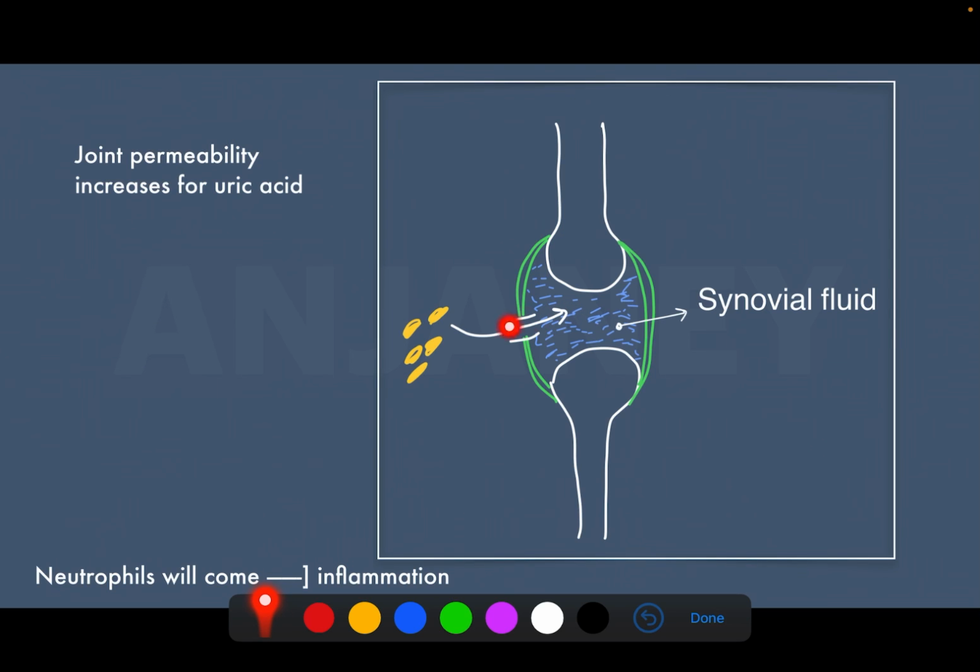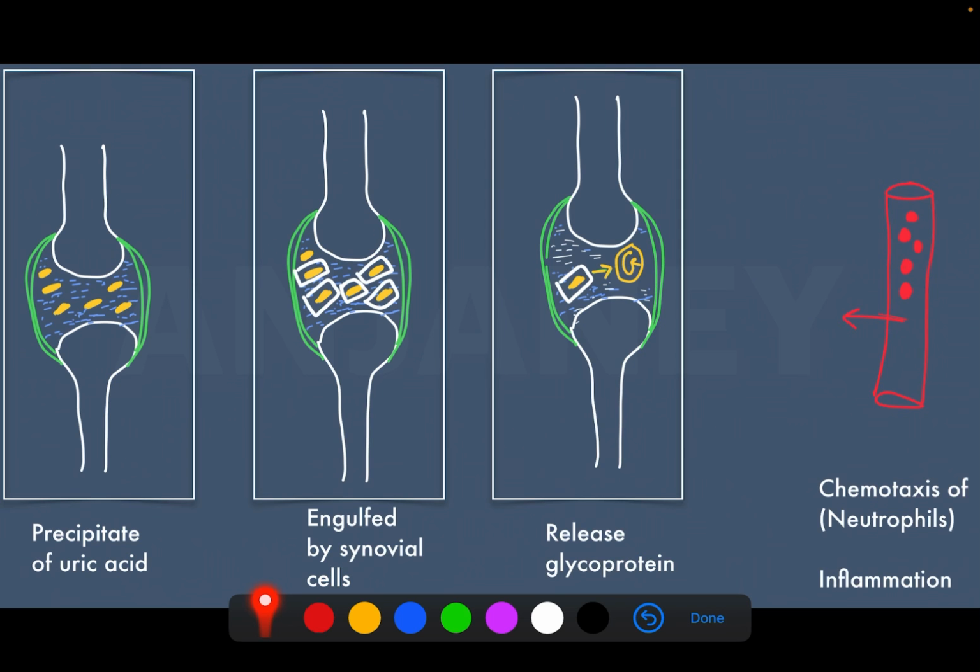So why did uric acid enter the joint? First, because there was increased uric acid and the permeability of this joint for the uric acid increased. So we have increased joint permeability. Now what will happen, as this uric acid is precipitated, these are the foreign materials, right? So neutrophils will be coming over here and causing inflammation, and this inflammation is what? It's acute gout. Done.